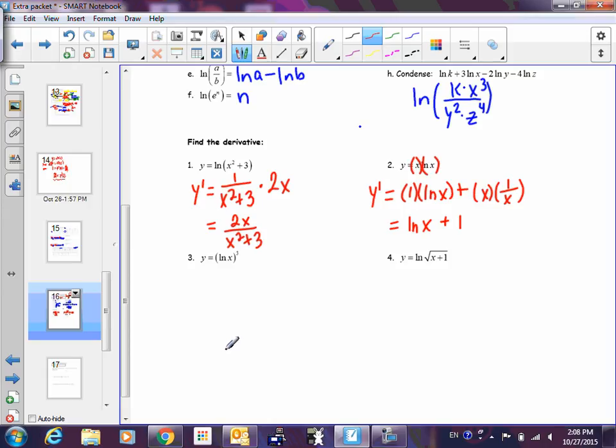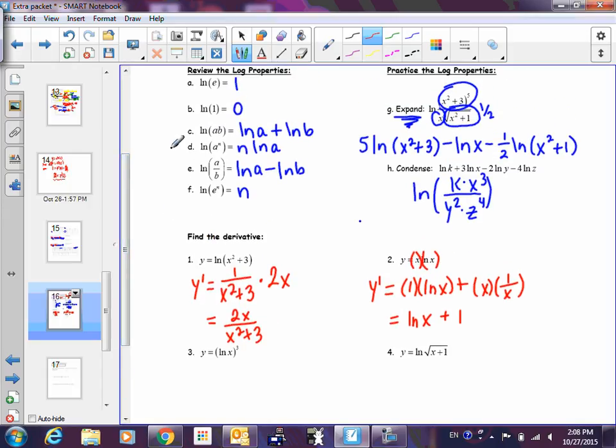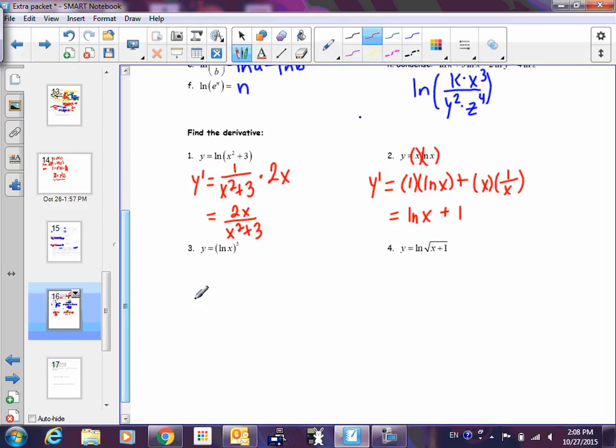Okay, let's look at number 3. Can I use a log property here? It looks like I could, but look at where that 3 is. It's not just on the x, it's on the whole thing. So if you're looking at property D, it's not the exact same thing. Okay, so be careful of that. If we had natural log and then in parentheses x cubed, I could move that 3 to the front.